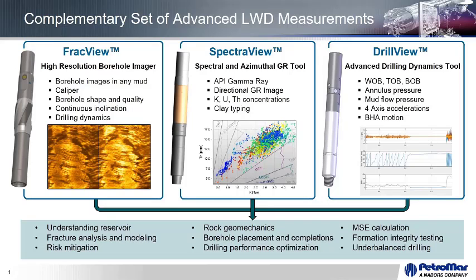SpectraView, a spectral and azimuthal gamma ray tool, in addition to acquiring a standard gamma ray measurement, API calibrated, also produces directional gamma ray images, as well as potassium, uranium, and thorium concentrations derived from gamma ray spectra. Those concentrations can be used for clay typing or total organic content characterization.